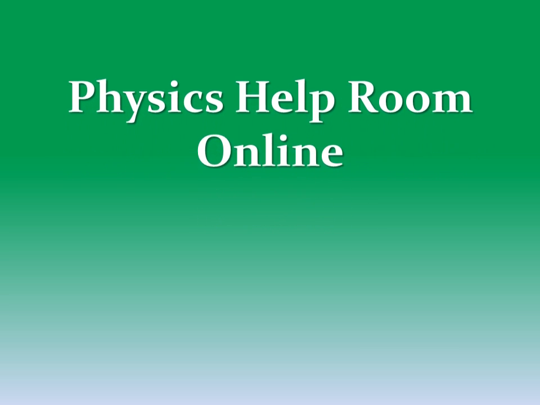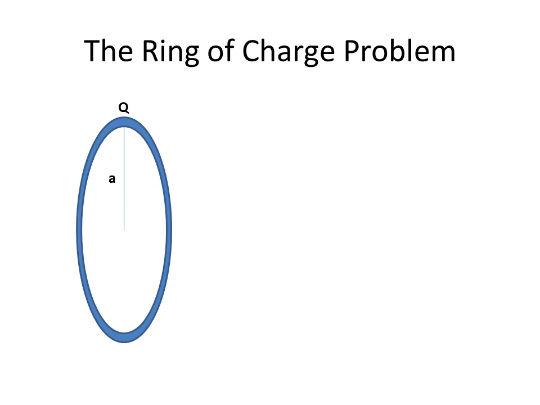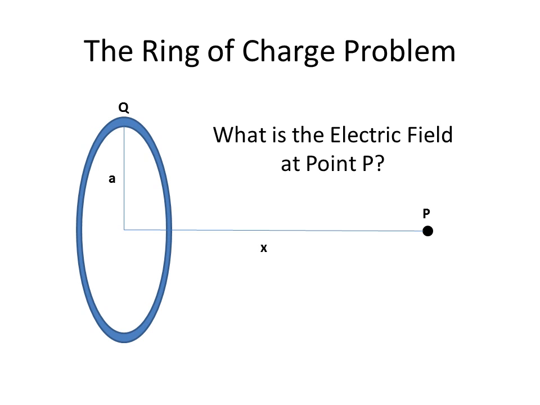In today's video, we will work through the ring of charge problem. The ring of charge problem goes something like this. You have a ring of radius A that has a total charge Q uniformly distributed around the ring. You are asked to find the electric field at point P, a distance x away from the center of the ring, along the x-axis. This may seem like a daunting problem. Where do we start?